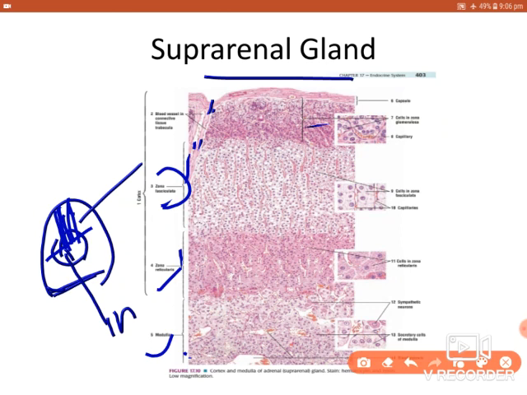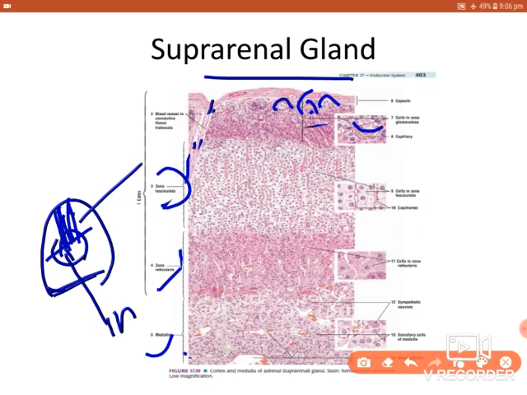Then see this zona glomerulosa here. You can see the cells are arranged in ovoid groups or in small clumps. Here you can see how the cells are arranged. This is not very clear. This is the low power view. Here they should be arranged in ovoid groups or clumps.